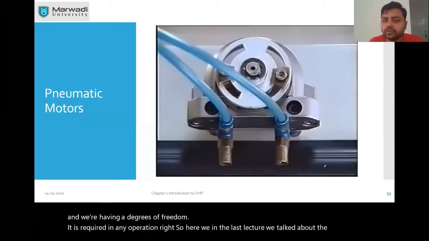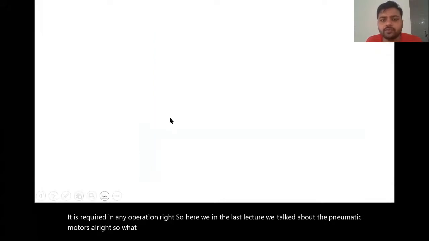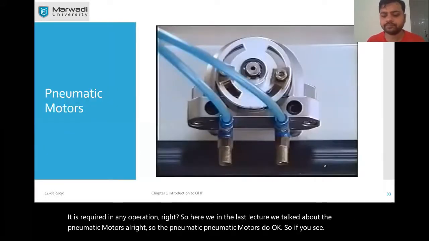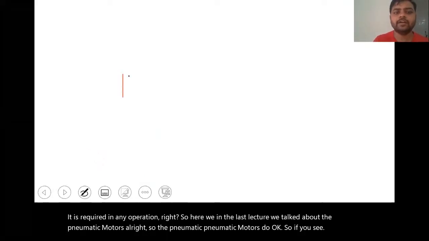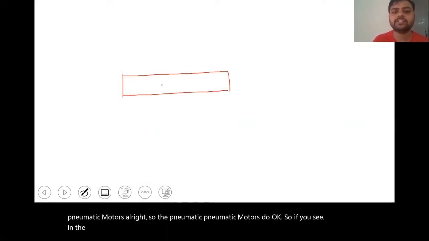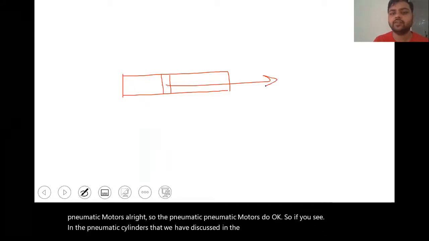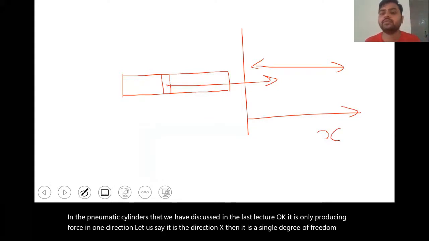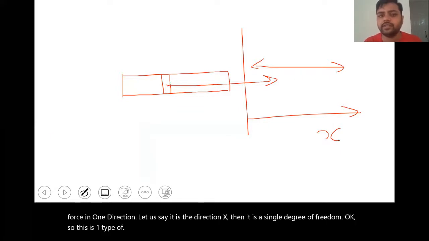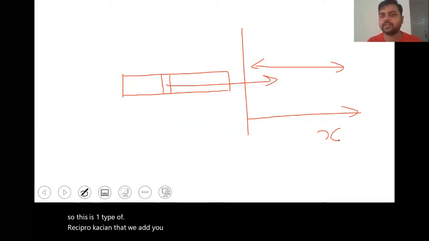So what do the pneumatic motors do? If you see, the pneumatic cylinders that we discussed in the last lecture are only producing force in one direction. Let us say it is the direction x, then it is a single degree of freedom. So this is one type of reciprocation that we achieve in our reciprocating cylinders.